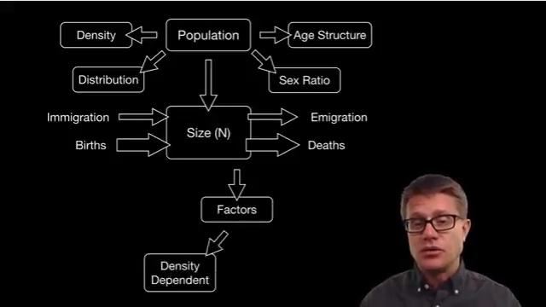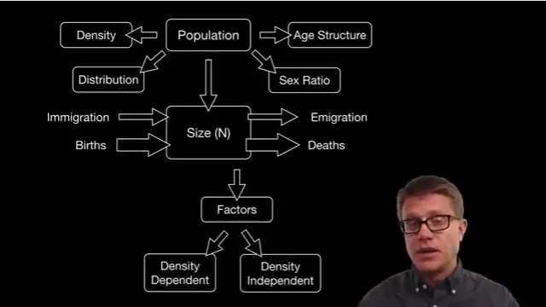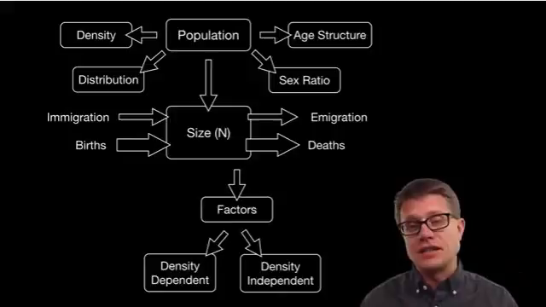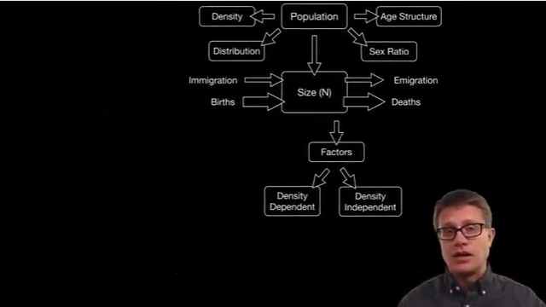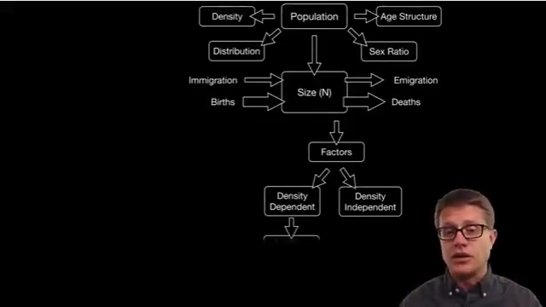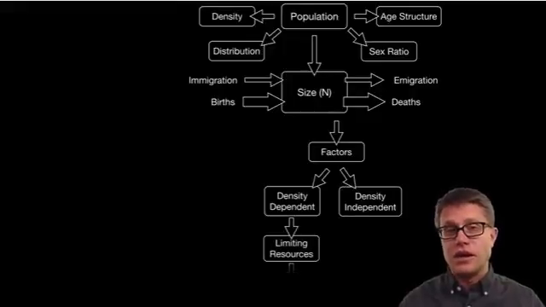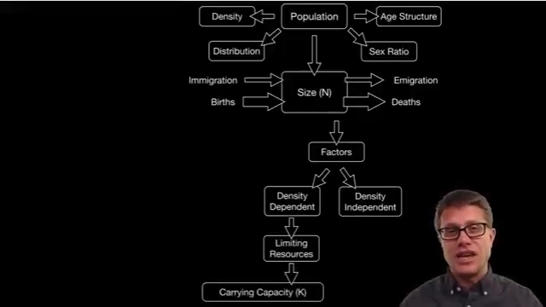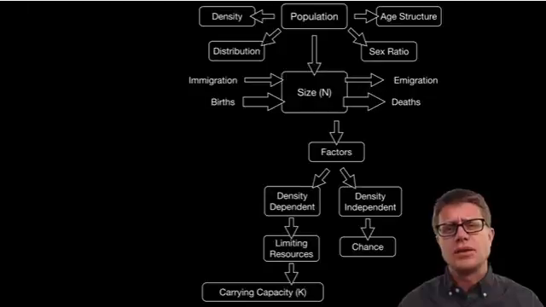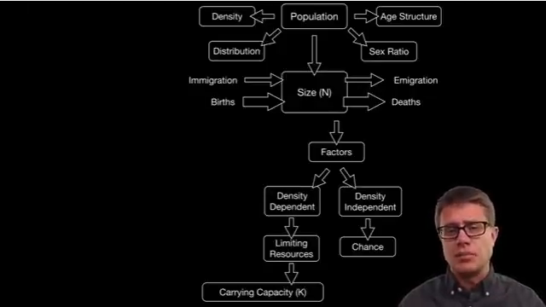Well, we break that into two groups, density dependent and independent. Density dependent factors are factors that limit growth based on the density of the population. So if you think about it, as the population's density increases, if there's not enough food or water or shelter, we call those limiting resources. And what happens to the population? It'll eventually level off. It hits something called a carrying capacity, or K. It's the maximum number of individuals an area can support. We also have density independent, and those are going to be things just related to chance. So a flood or a fire could be examples that limit the size of the population.